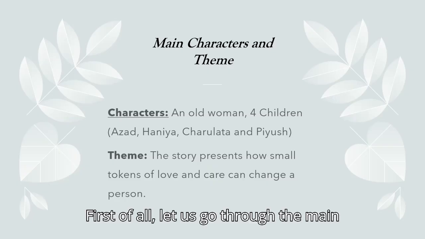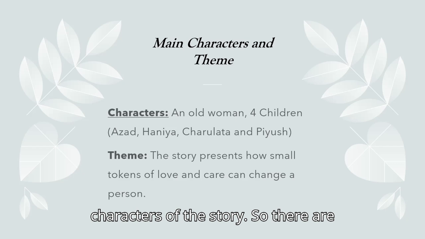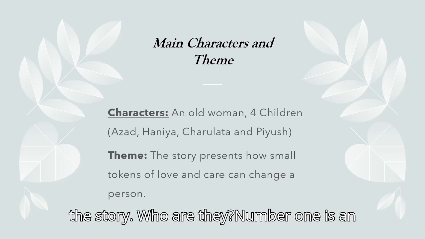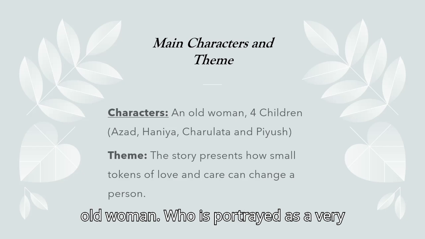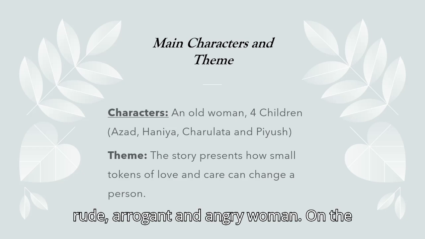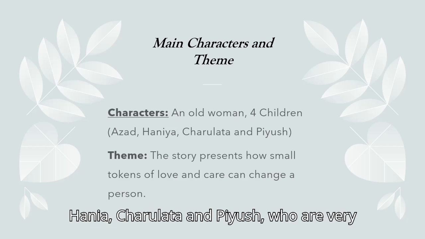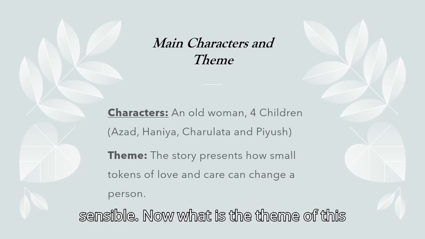First of all, let us go through the main characters of the story. So there are mainly five main characters in the story. Who are they? Number 1 is an old woman who is portrayed as a very rude, arrogant and angry woman. On the other hand, we find 4 children, Azad, Hania, Charulata and Piyush, who are very sensible.